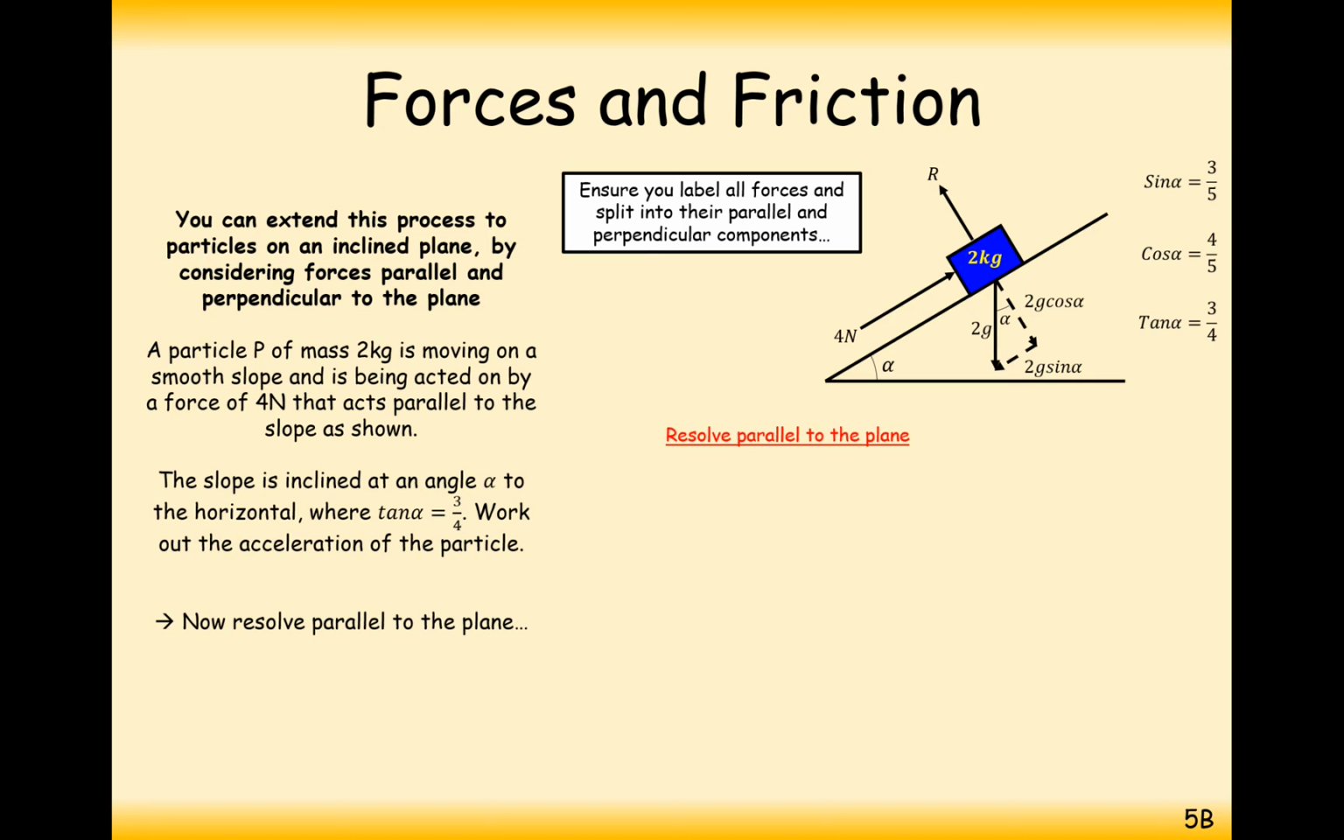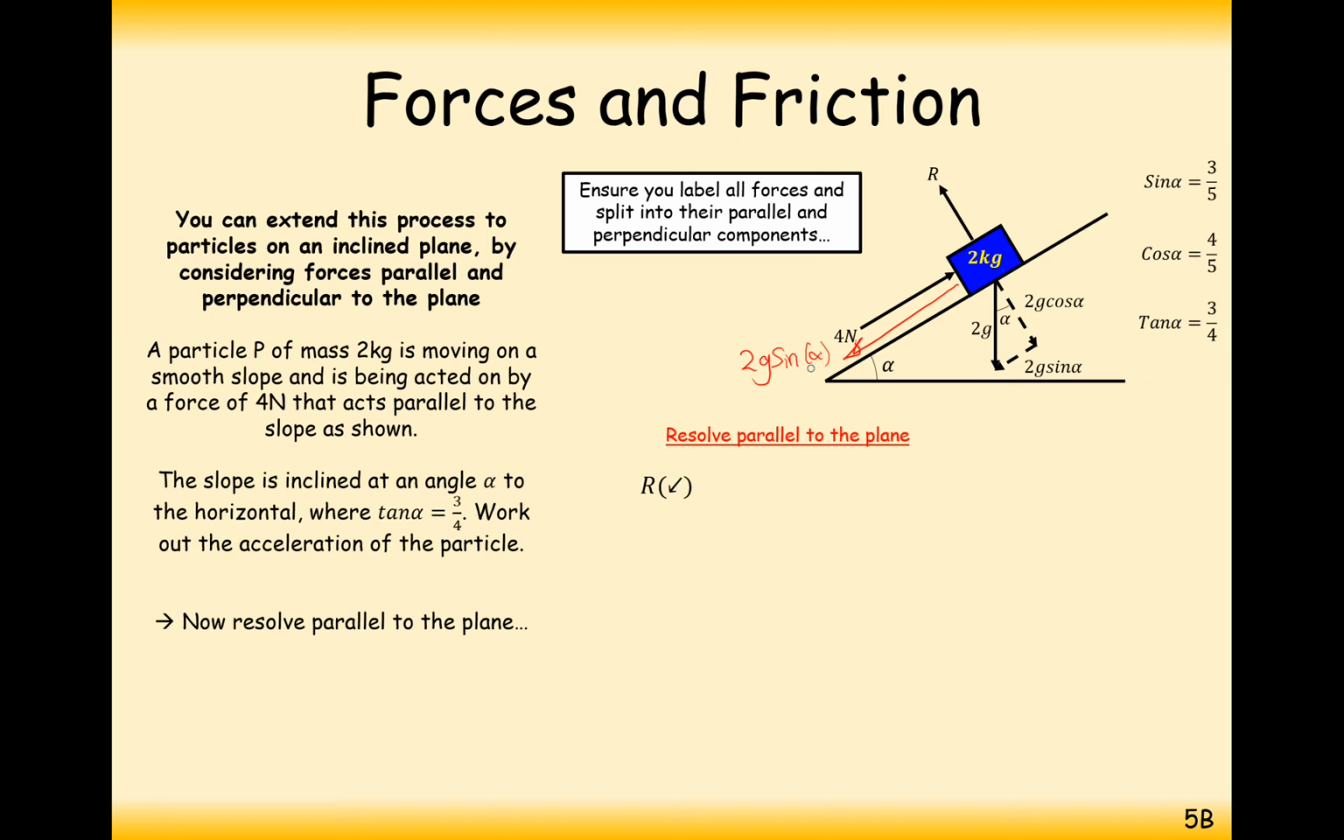So now we're going to resolve parallel to the plane. So indicating this with a capital R and then an arrow pointing down the slope, we're going to have one force acting down the slope. That is the weight force, that's 2g sine alpha. And we're going to have a force going up the slope that's of a force 4 newtons. You can do it quickly on your calculator to see which one's bigger. I'm pretty sure it's going to be the 2g sine alpha one though.